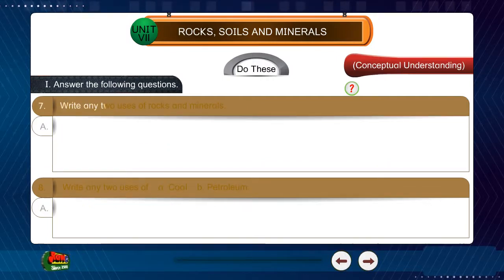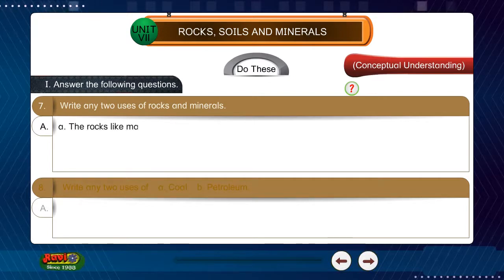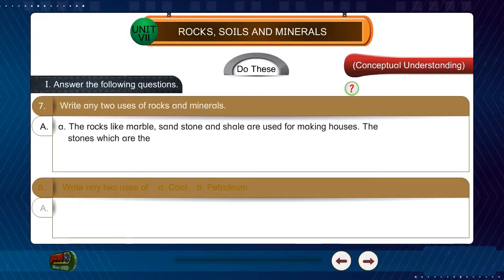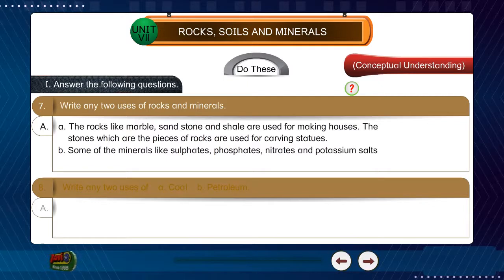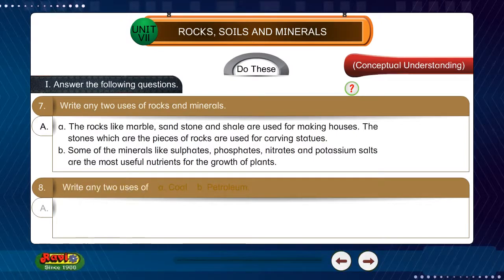7. Write any 2 uses of rocks and minerals. Answer. A. The rocks like marble, sandstone and shale are used for making houses. The stones, which are the pieces of rocks, are used for carving statues. B. Some of the minerals like sulfates, phosphates, nitrates and potassium salts are the most useful nutrients for the growth of plants.